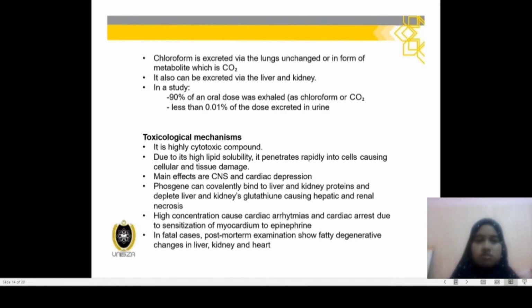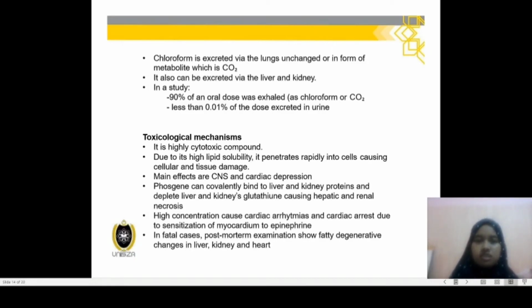For toxicological mechanism, as we know, chloroform is a highly cytotoxic compound, and due to its high lipid solubility, the chloroform will penetrate rapidly into the cells, leading to cellular and tissue damage. The main effects of chloroform can be seen in the central nervous system and cardiac. And for cardiac, it can cause cardiac depression.